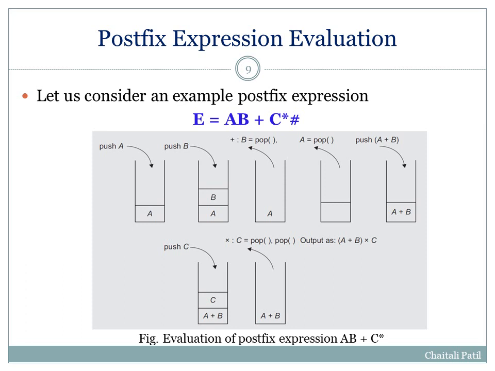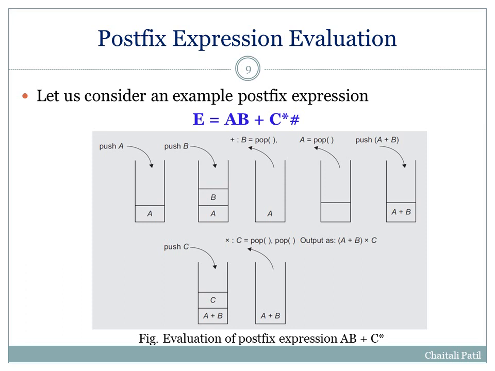The first step is to divide all the tokens separately in the expression E. After dividing this, we'll get A as a separate token, B as a separate token, then plus, C and asterisk, and lastly hash as separate, different tokens. So what is the algorithm, or which are the steps, to evaluate the postfix expression?